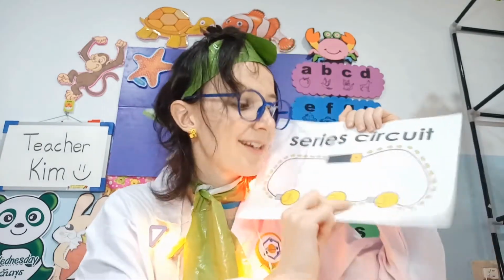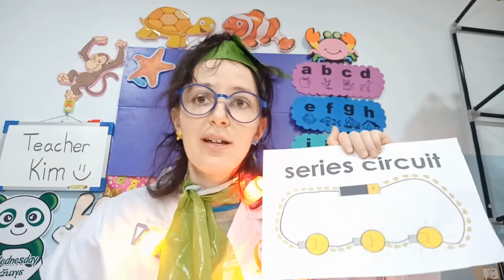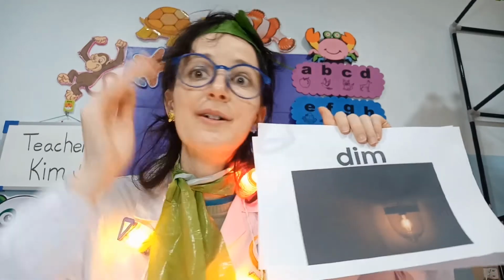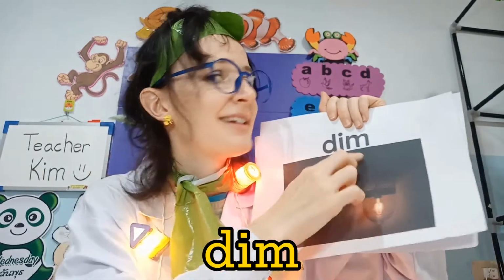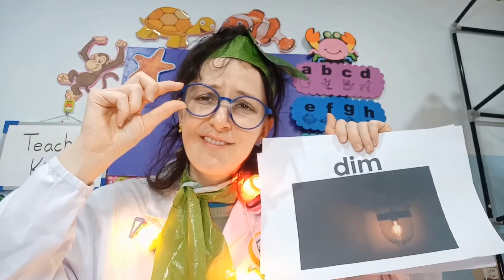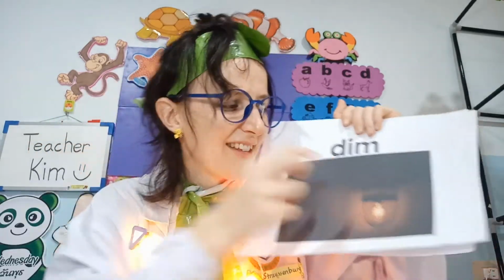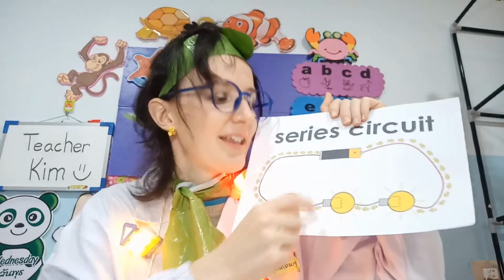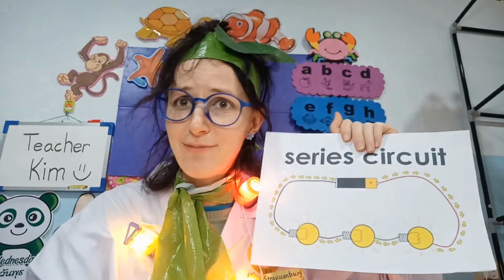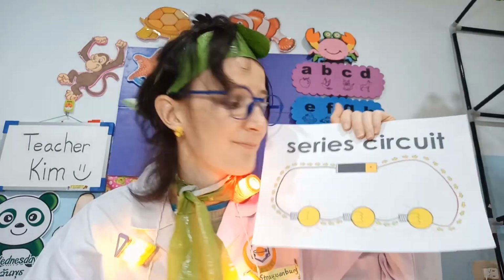Also, the more lights that I put on one loop, the dimmer they will become. Everyone say dim. Dim. Dim is not bright. It is getting very hard to see. The light is getting very small. So on a series circuit, the more lights that we add, the dimmer they get. They are becoming more dim.